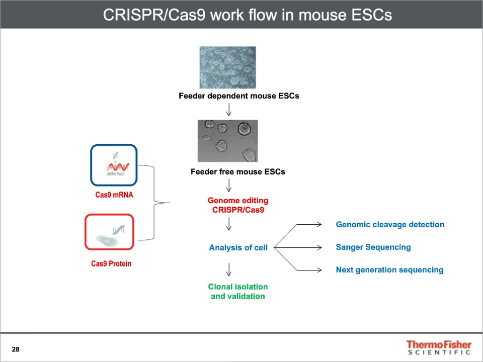As shown in blue, one can use genomic cleavage detection assay, or Sanger sequencing, or next-generation sequencing to calculate the percentage of indels. Next step is to pick single clone and analyze for desired genotype. In the next slide, I will talk about genome editing efficiency in mouse ESC using various CRISPR-Cas9 formats.